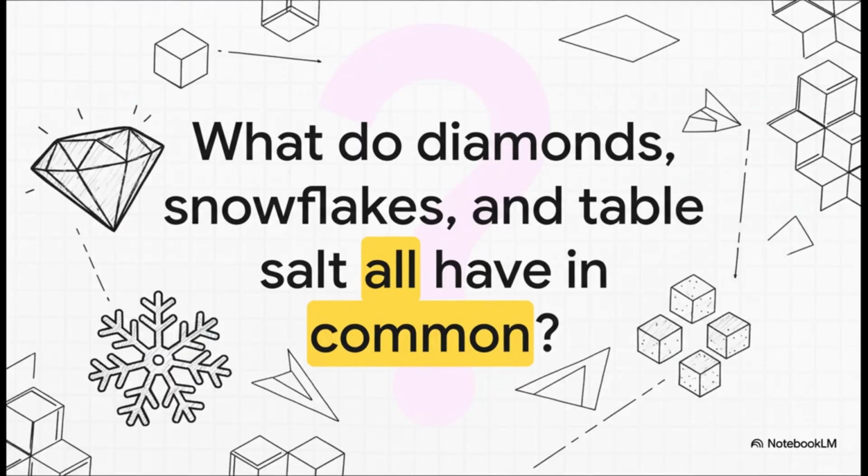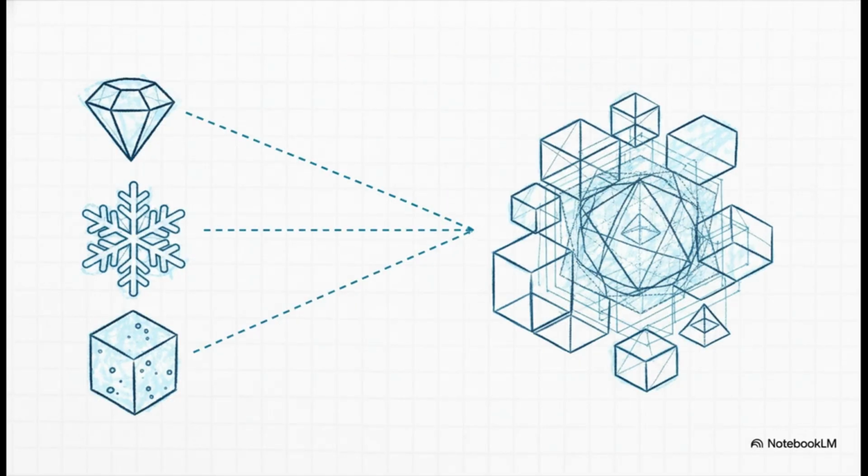So let's start with that question. What do a diamond, a snowflake, and a tiny grain of table salt actually have in common? I mean, on the surface, they seem completely different. But deep down, at their core, they're all built using the exact same set of rules. And the answer is a hidden geometric code. It's like an invisible blueprint that nature uses over and over again. And this code doesn't just dictate their beautiful shapes, it also controls all of their unique properties.